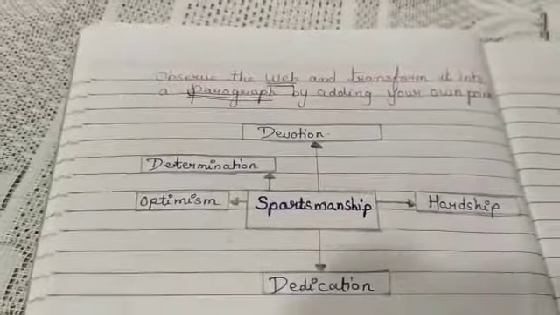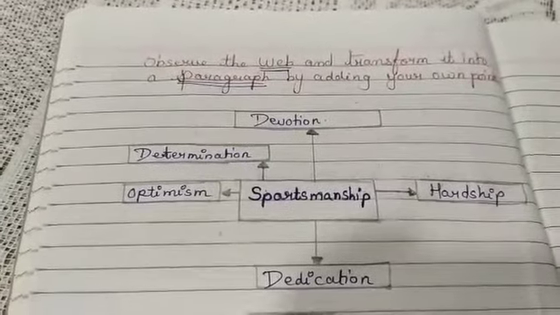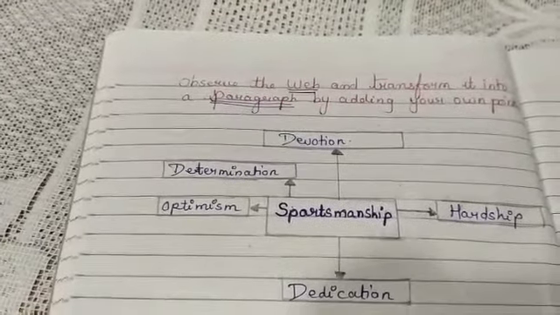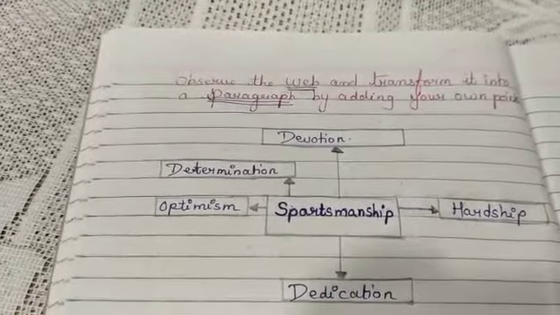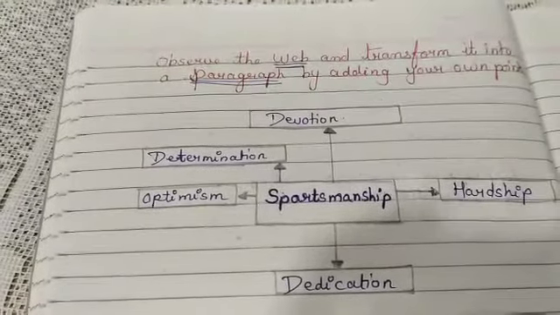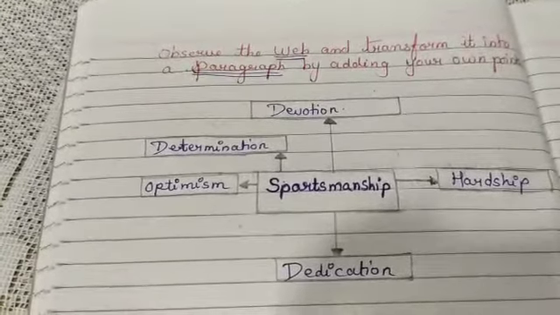In your exam paper, children, you will be given this type of format. This is a web diagram. I'll read it out to you. Observe the verb and transform it into a paragraph by adding your own points.